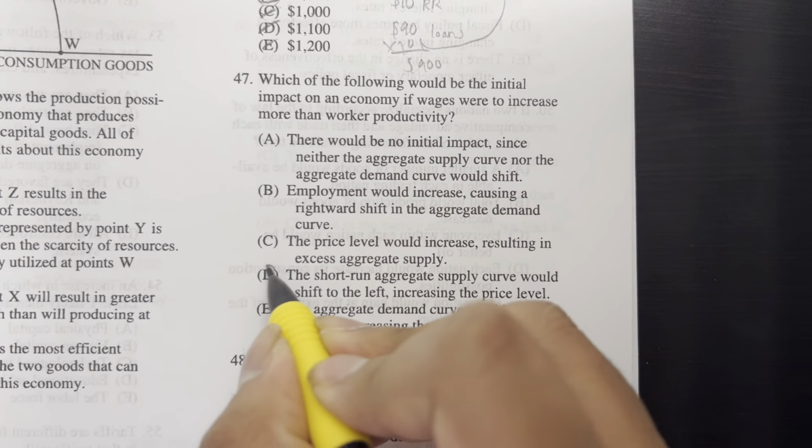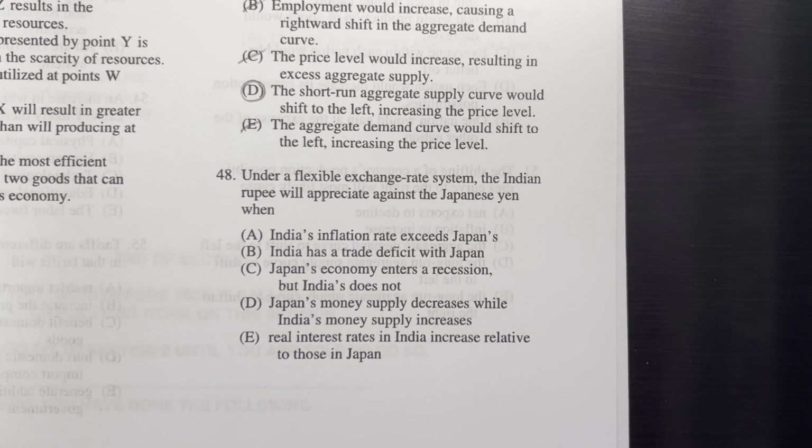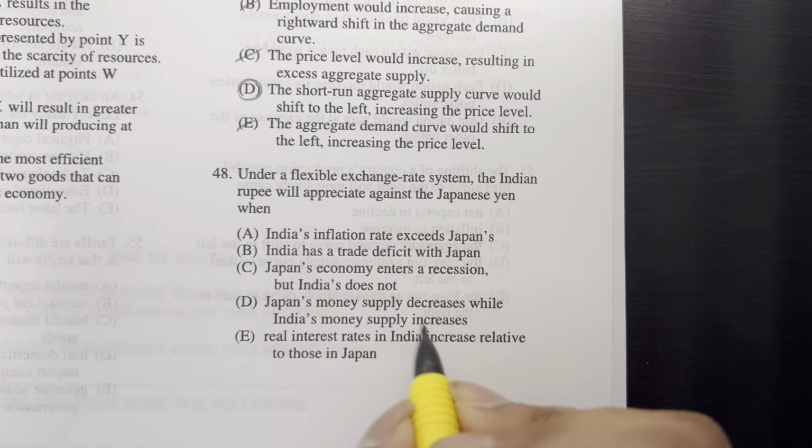48. Under a flexible exchange rate system, the Indian rupee will appreciate against the Japanese yen when... It's about interest rates and capital inflow. So interest rates in India must be higher. Yeah, they must increase relative to those in Japan. So E.